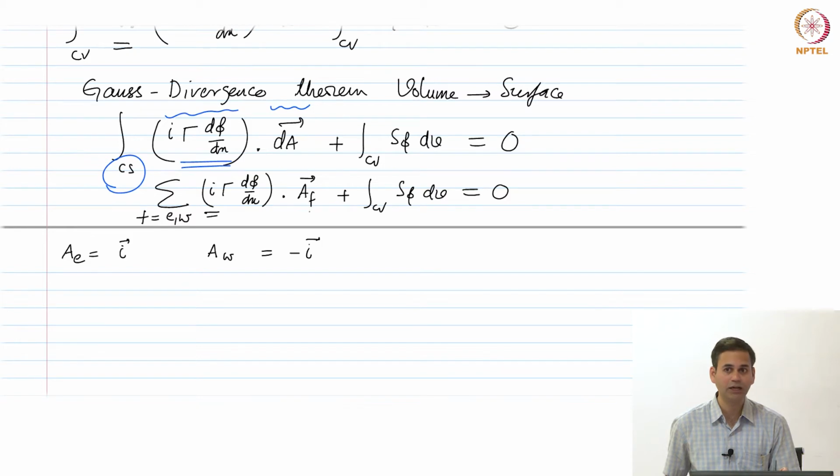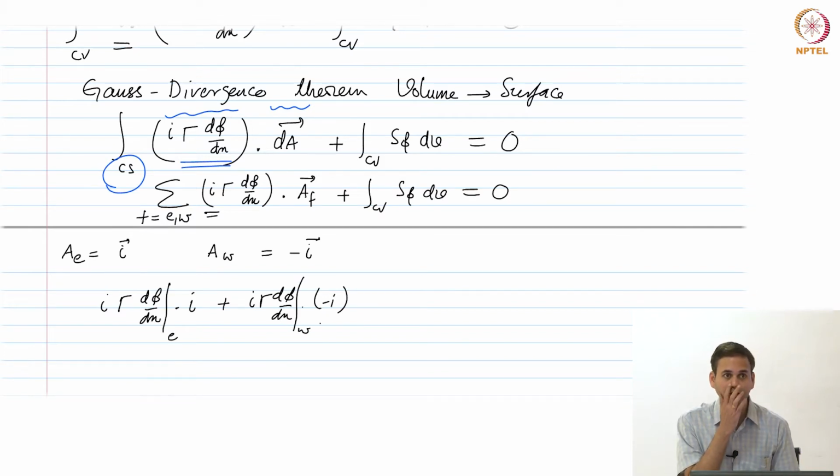If I plug in A east and A west into these equations, what we have is gamma d phi dx dot i plus gamma d phi dx dotted with minus i. I have these two terms for the east and the west, where of course this is evaluated on the east, this is evaluated on the west, this entire thing.